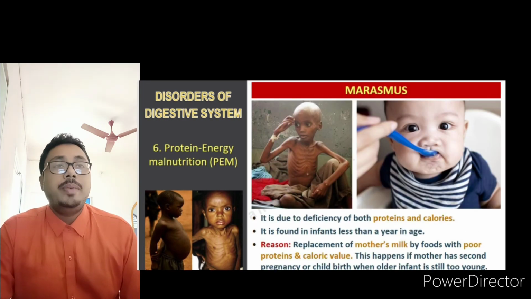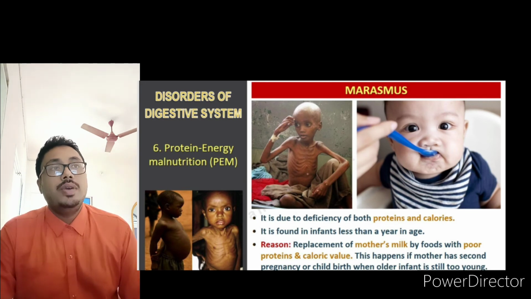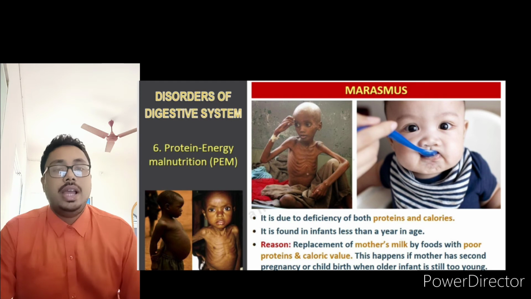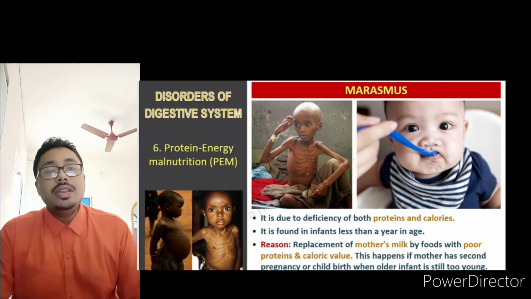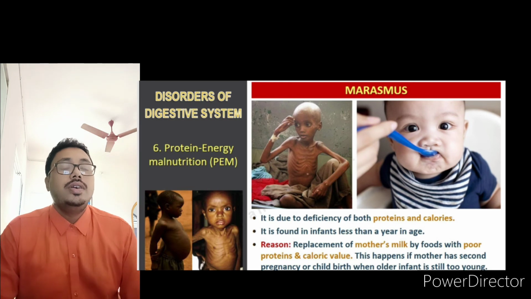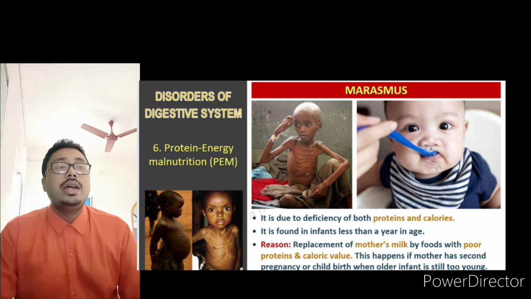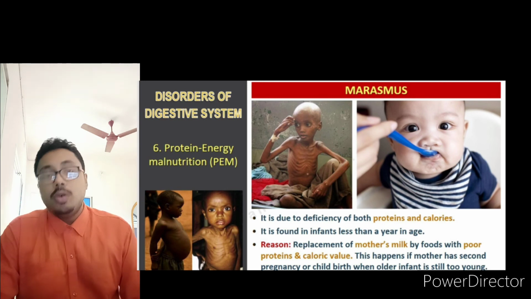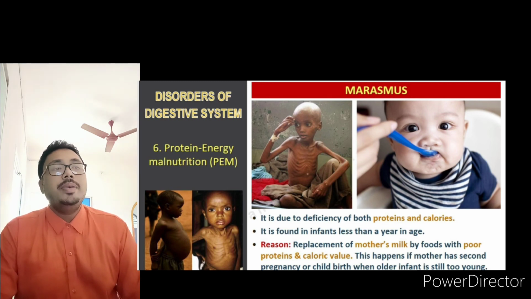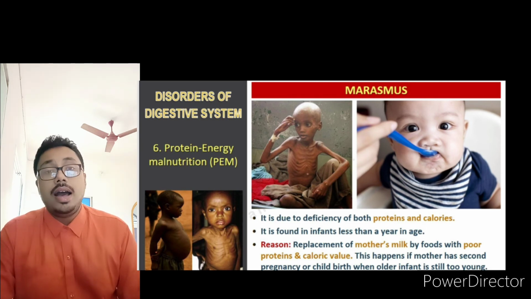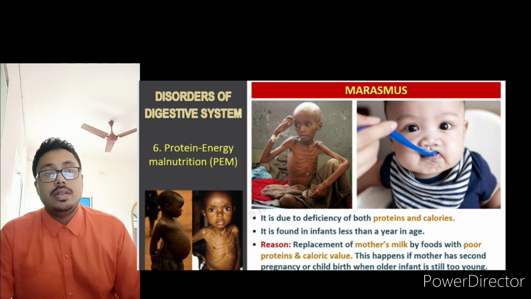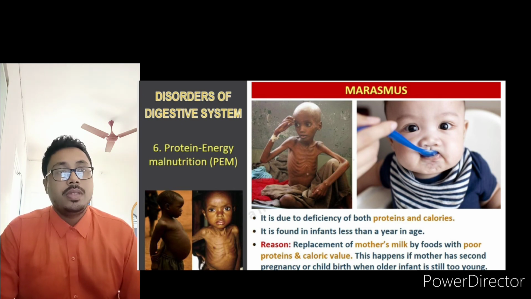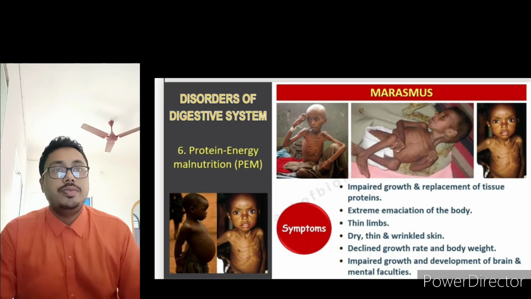See, first of all, marasmus. It is due to deficiency of both proteins and calories. We have two pictures. One is of a healthy child and one is of a child with the disorder. It is found in infants less than a year in age. What is the reason behind this disorder? Replacement of the mother's milk by foods with poor protein and caloric value. This happens if the mother has a second pregnancy when the older infant is still too young. So you have to manage your pregnancies. You have to consult the doctors before planning pregnancies.